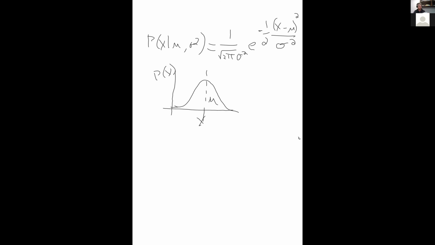And then, of course, there's also this parameter sigma squared, which parameterizes the width of this distribution. So how likely is it to draw numbers that are far away from the mean? How far can you get from the mean before it becomes very unlikely that you would draw a number further? So they basically control the location and the scale of this thing.